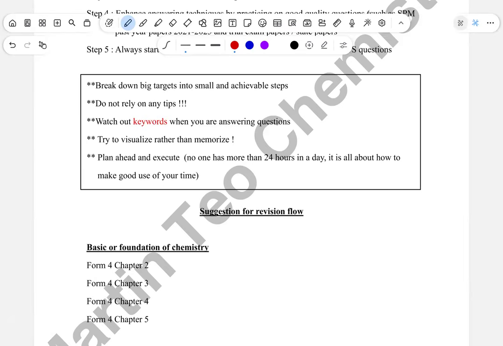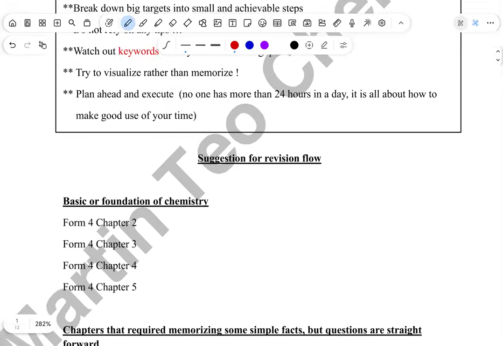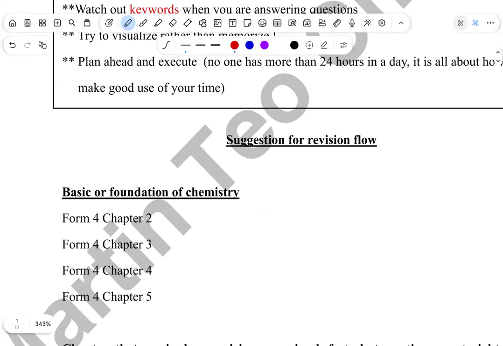So when we study chemistry, the sequence is quite important. Always start with Form 4 revision. Don't start with Form 5, because Form 4 is the basics of everything. The most basic things about chemistry are in your Form 4, Chapters 2, 3, 4, and 5. These are the basics of everything. You want to pass your chemistry, you need to know this. Guys, take my words.